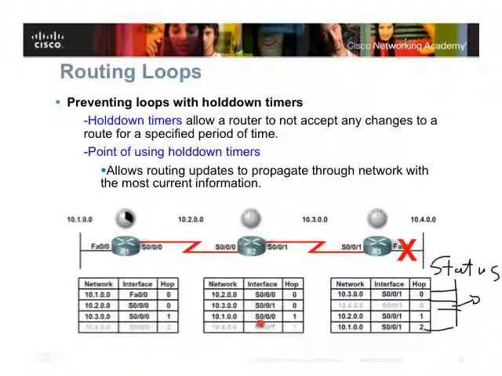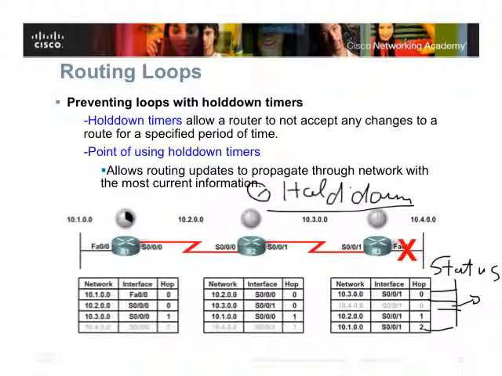Router 2, when it receives that and finds that the status of this route is possibly unreachable, again will not remove it from the routing table. But it will set another timer, called the hold down timer. During this time, router 2 will not accept any route updates about this network unless the route update is fresh and has a status of for sure reachable, not possibly unreachable.